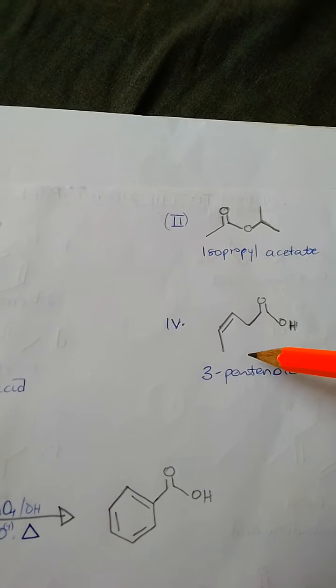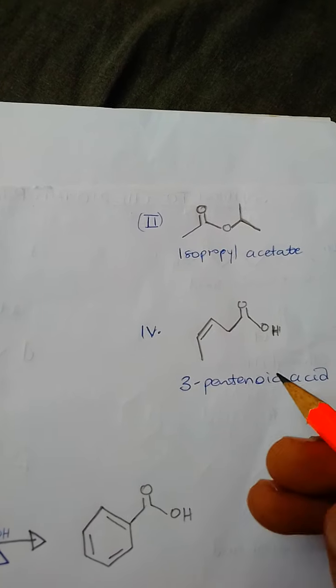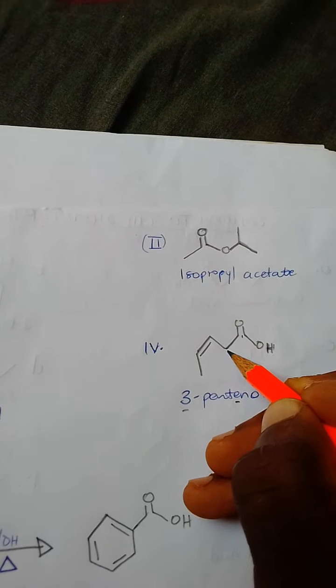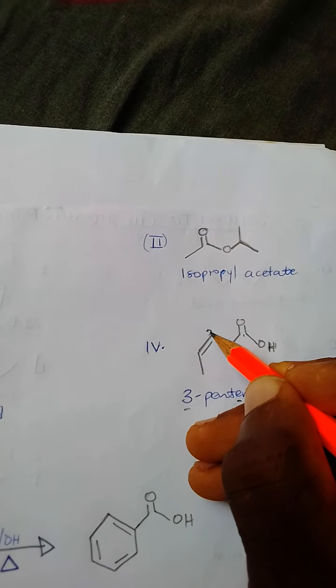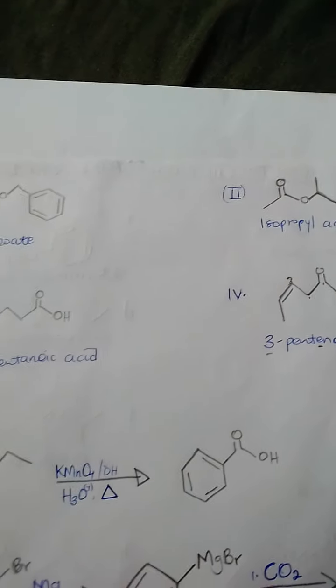We come here, it is 3-pentenoic acid. So this 3-pentenoic means that the double bond starts from the third carbon. So pentenoic acid is an alkene.